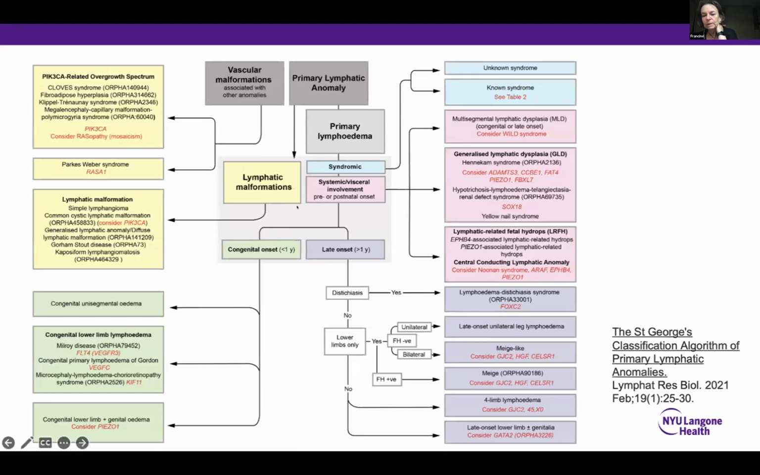This is very busy, but it gives you the whole story. It's from a British group. It's the St. George classification of lymphatic malformations. I find these things extremely helpful when you have a new patient that is not very straightforward. You just look at one of these to see which genes to start to look for. I'm very visual, and these patients are very visual many times. And this is very, very helpful.